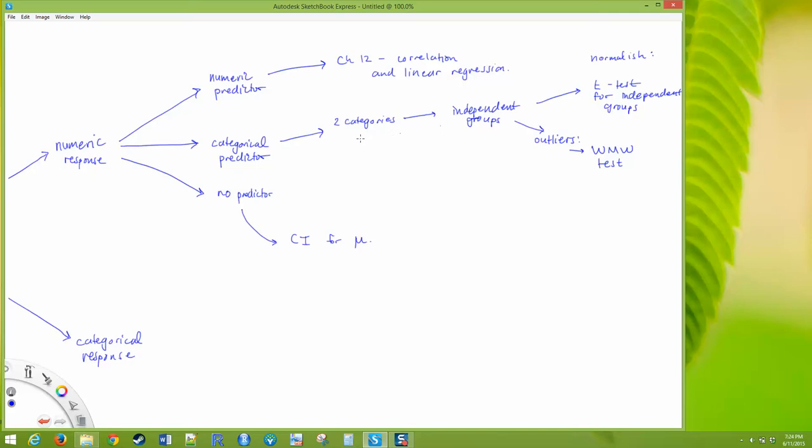If you have two categories, but the groups are linked, okay, then you will have paired groups. And we only covered one test, and that's the t-test for paired data. The book covers other paired grouping tests, but we did not cover those in our class.